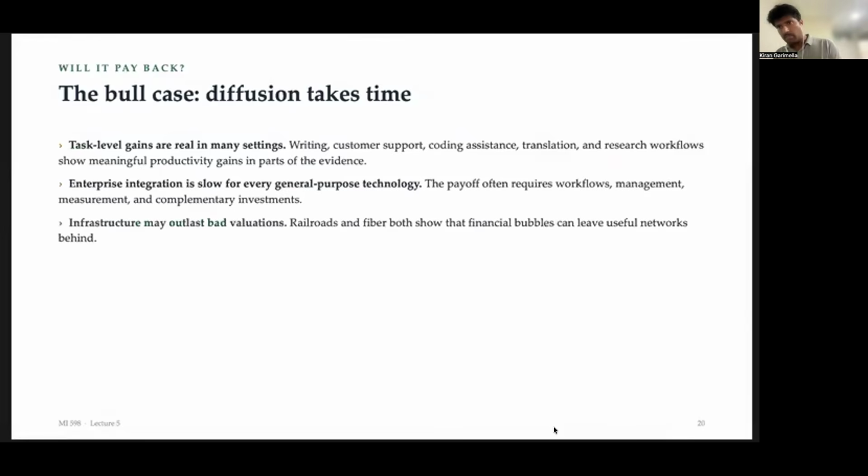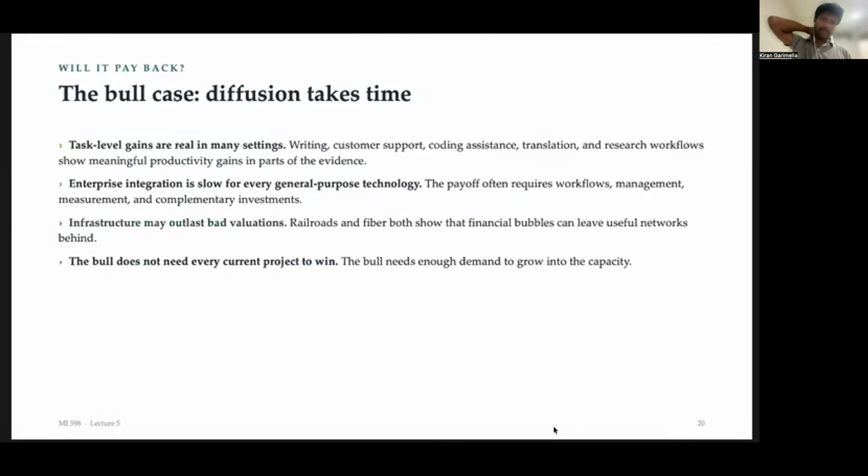And the infrastructure may outlast, right? If you're building this huge physical infrastructure, the electricity, the power lines, the data centers, the chips, and everything, then even if people take some time to get used to this and start getting meaningful productive outcomes, this might not be the worst case. Like we saw with railroads and fiber, which show that financial bubbles can leave useful networks behind. And the bull case does not necessarily need every current project to win. It just needs enough demand to grow into the capacity.